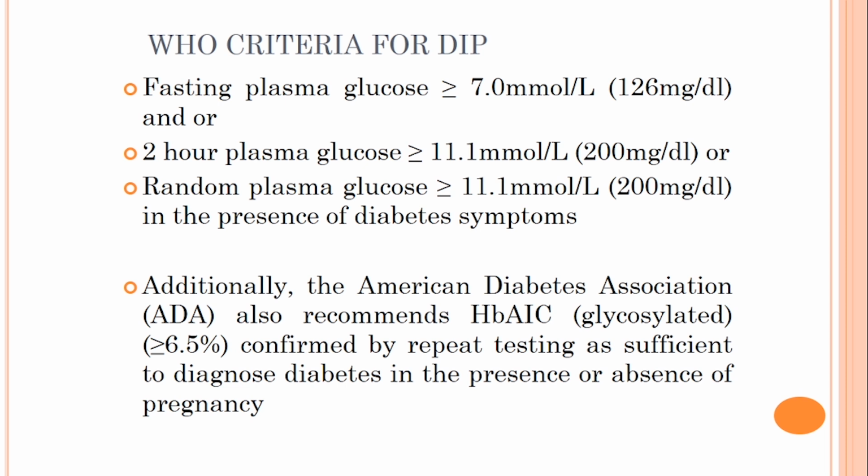symptoms. And recently, the American Diabetes Association recommended a diagnosis using glycosylated hemoglobin. Anytime you are able to get a glycosylated hemoglobin value of greater than or equal to 6.5%, confirmed by repeat testing, it is sufficient to diagnose diabetes in the presence or absence of symptoms.